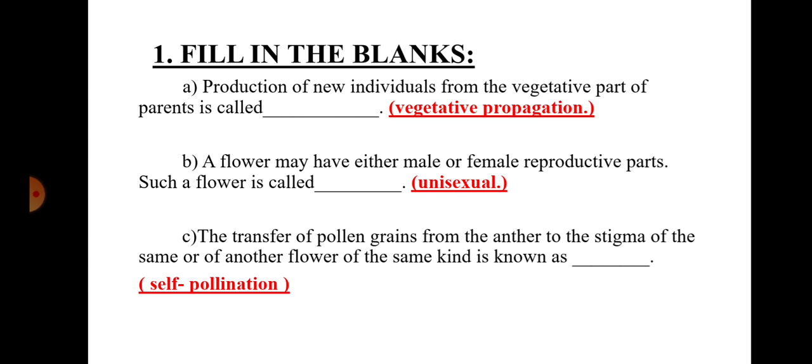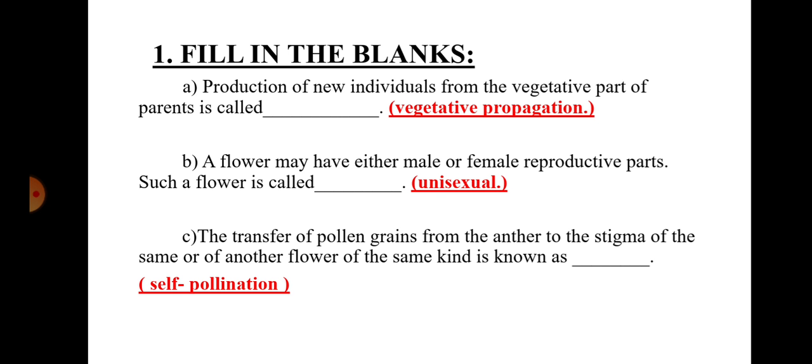Then B. A flower may have either male or female reproductive parts. Such a flower is called dash. A flower may have either male or female reproductive parts. Such a flower is called unisexual. What answer? Unisexual. Okay.